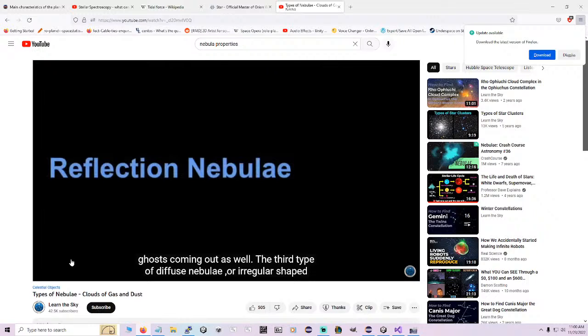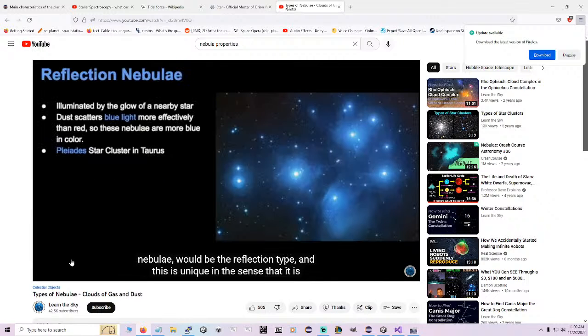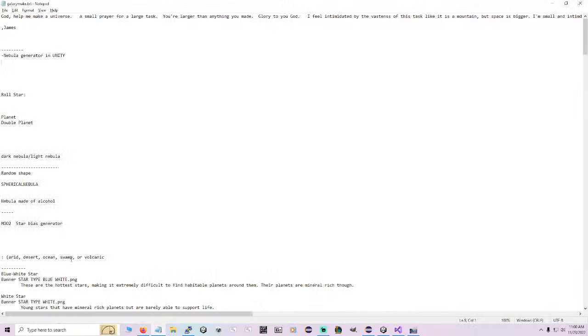The third type of diffuse nebulae, or irregular shaped nebulae, would be the reflection type. And this is unique in the sense that it is illuminated. This cloud of gas and dust is illuminated by the glow of nearby stars. Typically, reflection nebulae are more blue in color because the dust tends to scatter blue light more effectively than red. The cluster located in the constellation Taurus is a classic example of this type of nebulae.